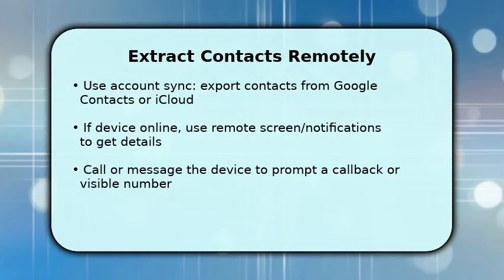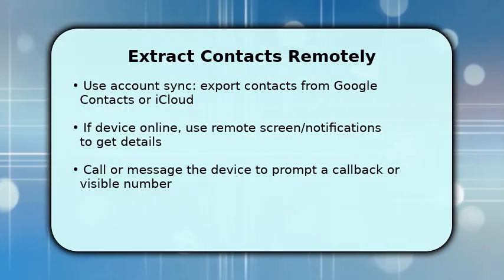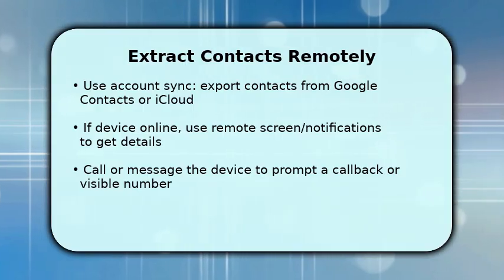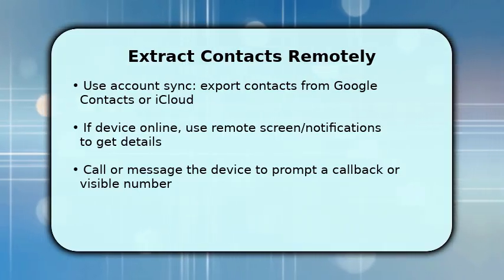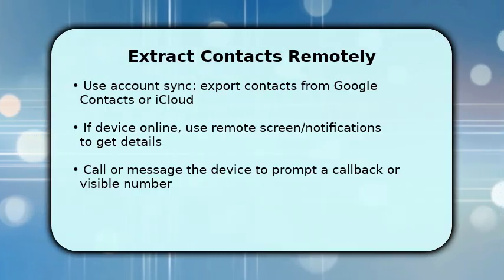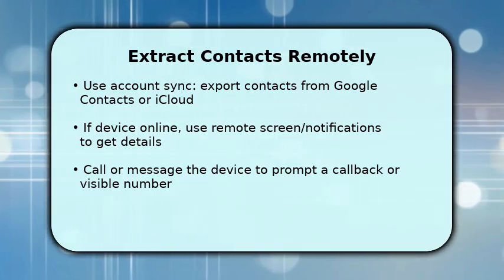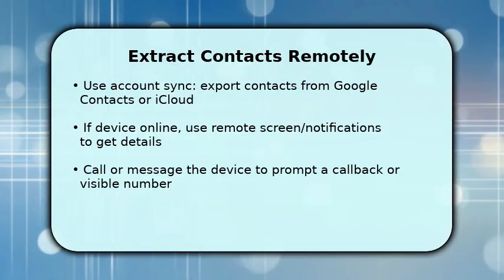Once you have account access, go to Google Contacts or iCloud Contacts and export the list as a vCard or CSV. This retrieves numbers without the phone. If the device is online, send a message or ring it using the account portal to prompt a visible caller ID or notification that reveals contact info.